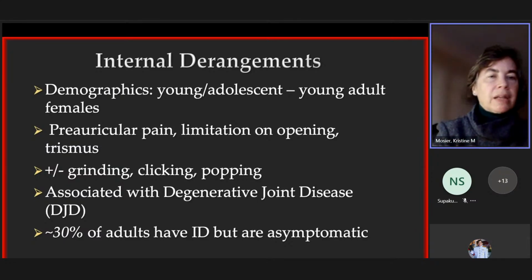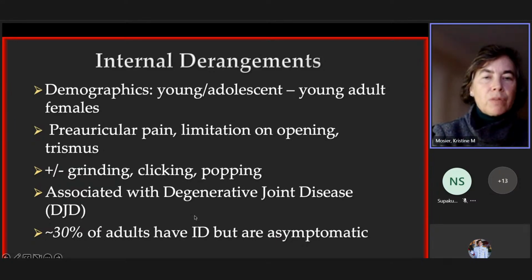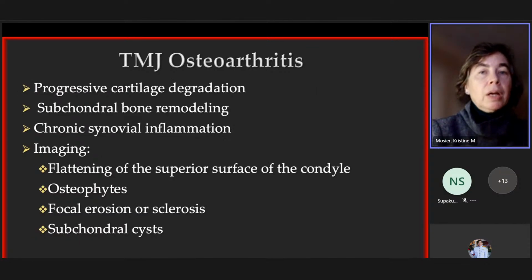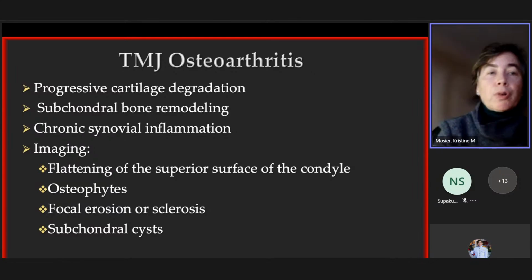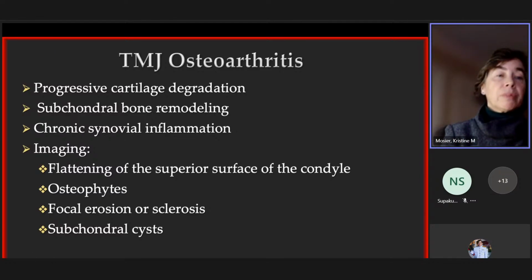We may hear joint sounds, and that includes grinding, clicking or popping sounds. This is very often associated with degenerative joint disease, and again, very prevalent in the normal population. Osteoarthritis is progressive cartilage degradation, where we'll see subchondral bone remodeling. We may see chronic synovial inflammation.